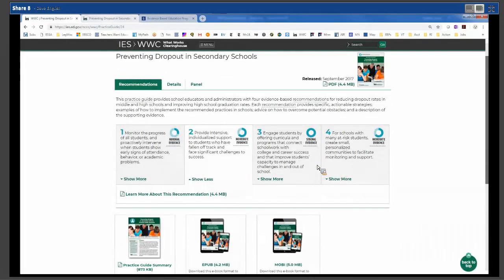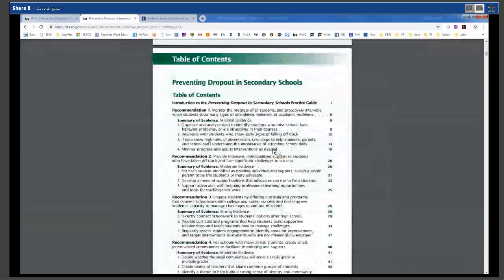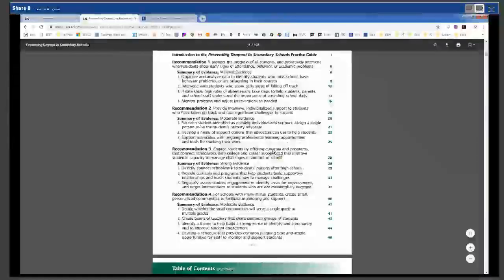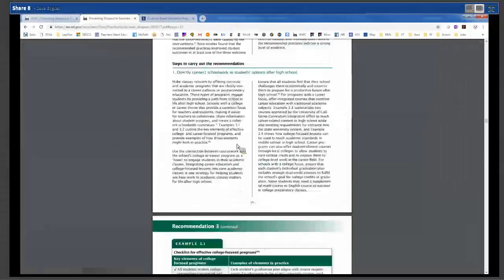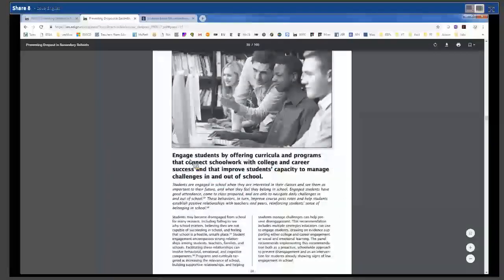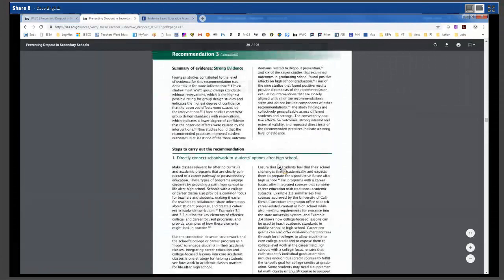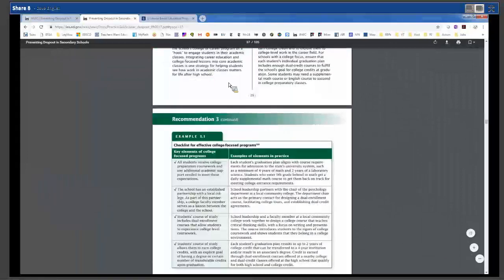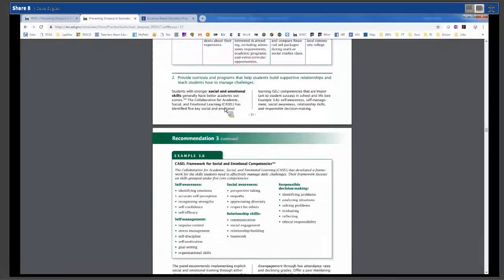So I'm going to go into the practice guide here, which I've already opened. When you actually open the practice guide, you're going to see each of the recommendations, which are the same thing as practices described. One important thing you're going to need to note is that for each practice, there are a number of steps outlined. So I'm looking at practice 3 here, recommendation 3, and you see that step 1 for this practice has to do with directly connecting schoolwork to students' options after high school. Step 2 is provide curriculum programs.